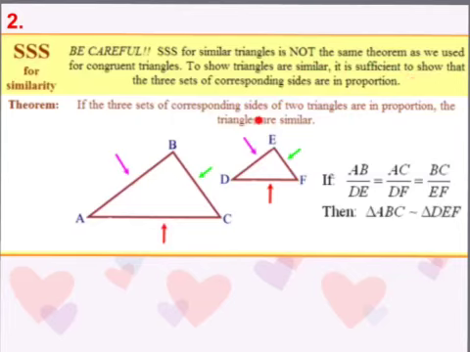If the 3 sets of the corresponding sides of the 2 triangles are in proportion, then the triangles are similar. So if AB is in proportion to DE, if AC is in proportion to DF, and if BC is in proportion to EF, then triangle ABC is similar to triangle DEF by side, side, side, similar to side, side, side.